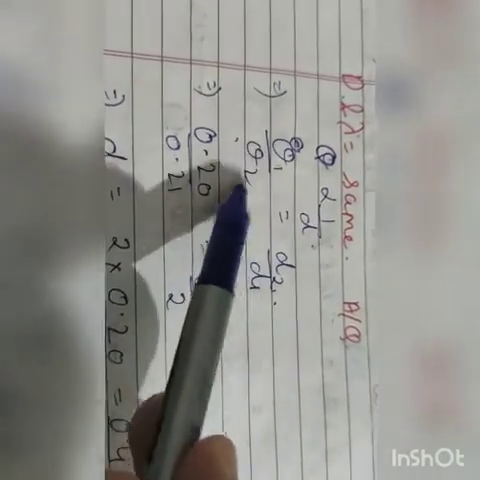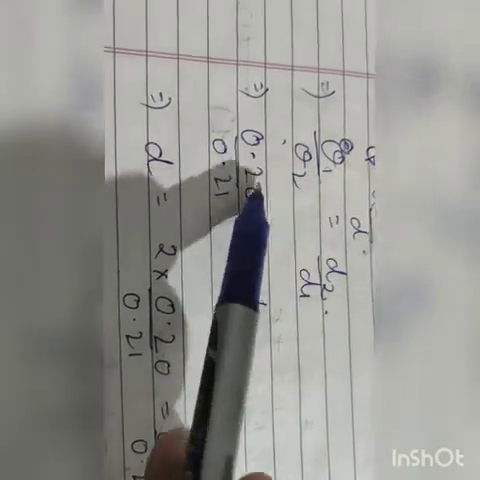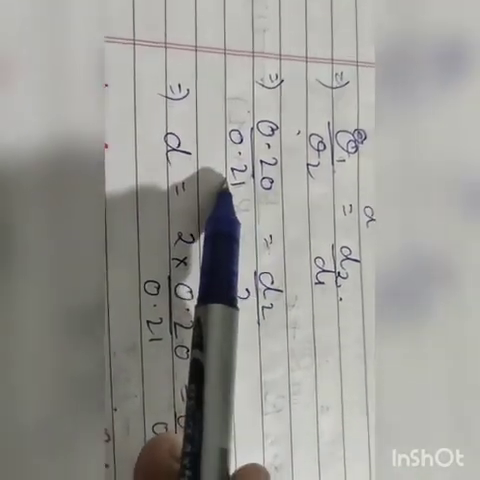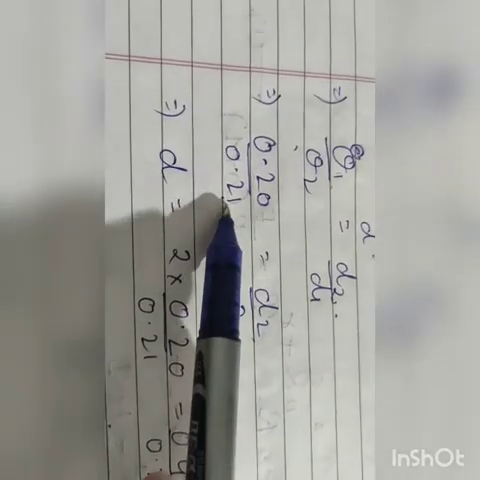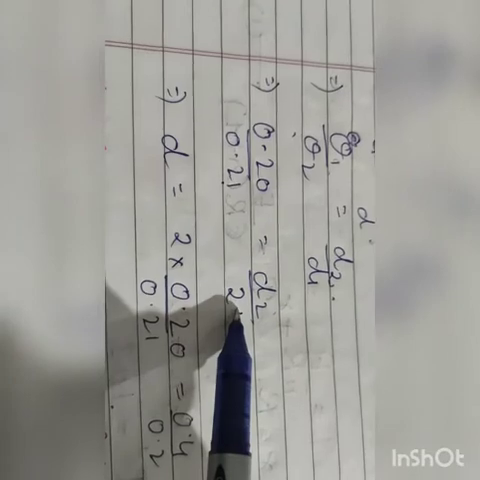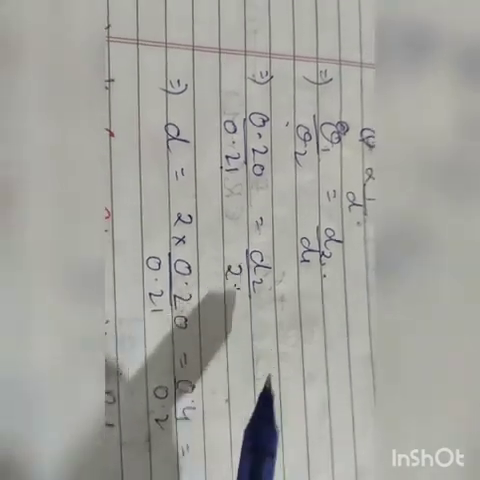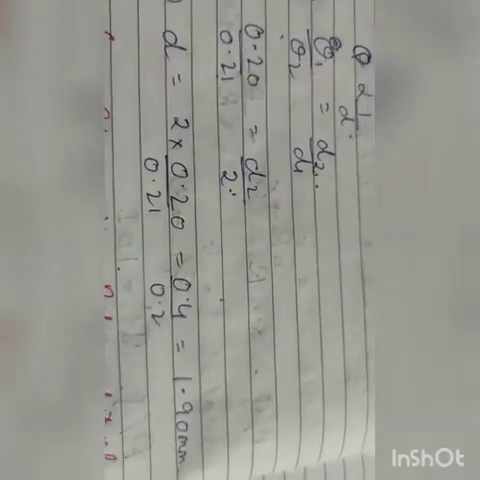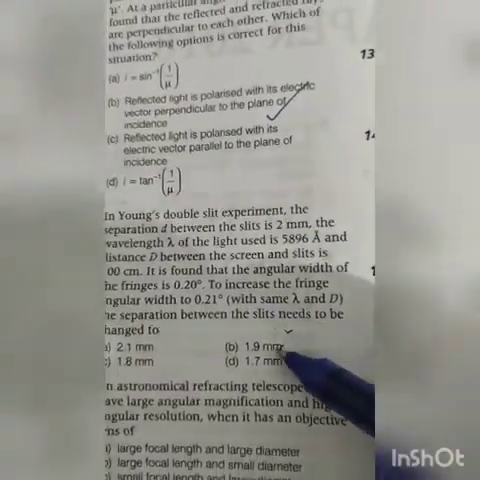So theta 1 by theta 2 is equal to d2 by d1. So here we will put the values of theta 1 and theta 2, which was first 0.20, then it became 0.21, and d2 by 2. First the distance between the slits was 2 millimeter. So now our answer is 1.9 millimeter. So here is also our answer, 1.9 millimeter.